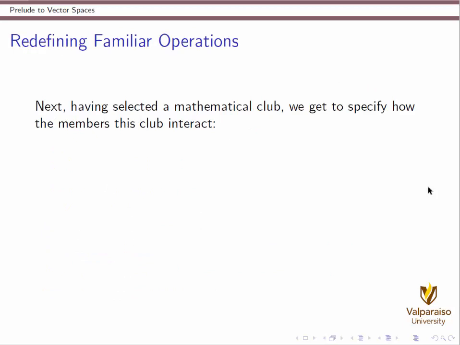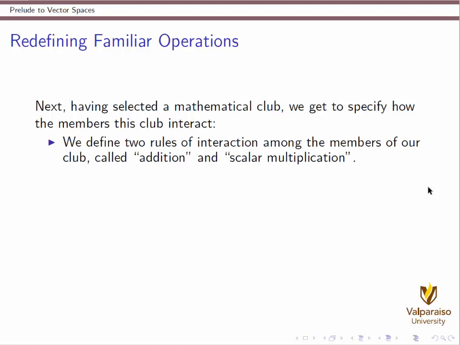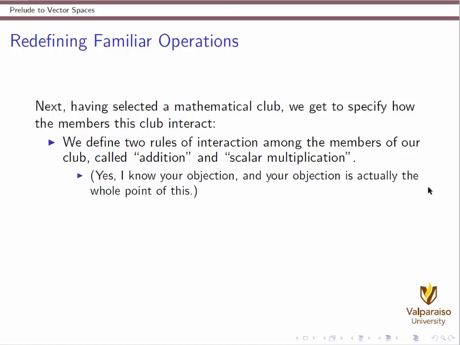Having gathered up some collection of stuff that's similar, what we have to do is define how the members of this club, this gathering, talk to each other. And this is going to be a little bit weird because we're going to define rules called addition and scalar multiplication. And now at this point you're saying, well, wait a minute. I already know how to do addition and I already know how to do scalar multiplication. What do you mean we're going to define these things? Okay, well, this is actually the point. The definition of addition and scalar multiplication that you've been working with all your life is just one of many possible definitions of addition and scalar multiplication.